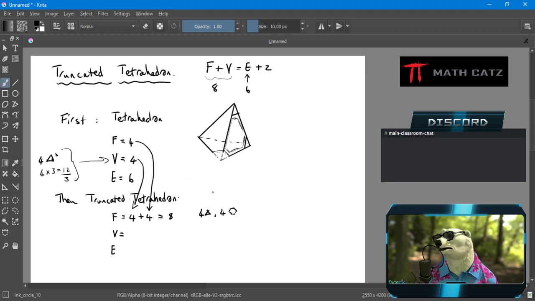For the vertices, I need to now think, well, I originally had these 4 vertices in the tetrahedron. Now I cut them off and created little triangles in their place. Each triangle has 3 vertices. So my original 4, the same as this one, is now multiplied by 3 to give me 12 vertices in the tetrahedron.